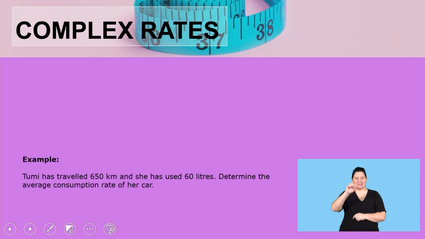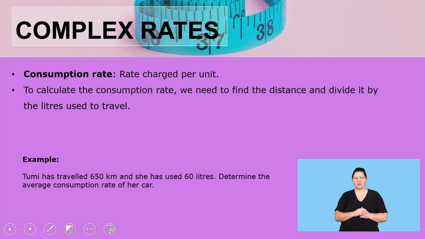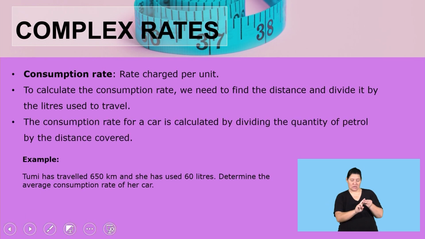Let us have a look at the next concept, the complex rates. So when we talk about the concept, the complex rates, basically, the focus is on the consumption rates. We need to find the distance and time and divide it by the liters which were used to travel that specific distance. So remember, when we talk about consumption rates, it is the rate charged per unit. So let us have the example.